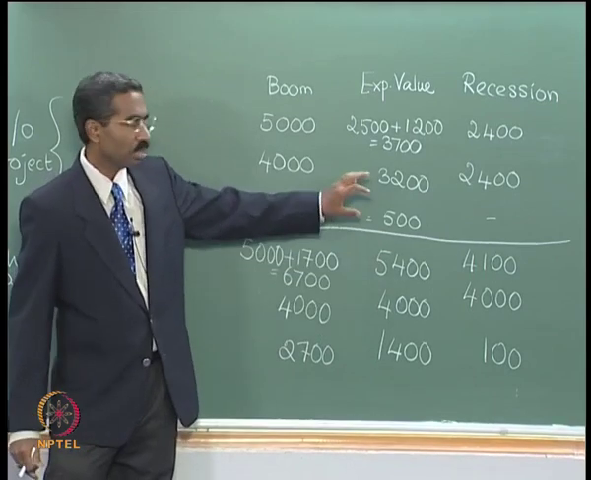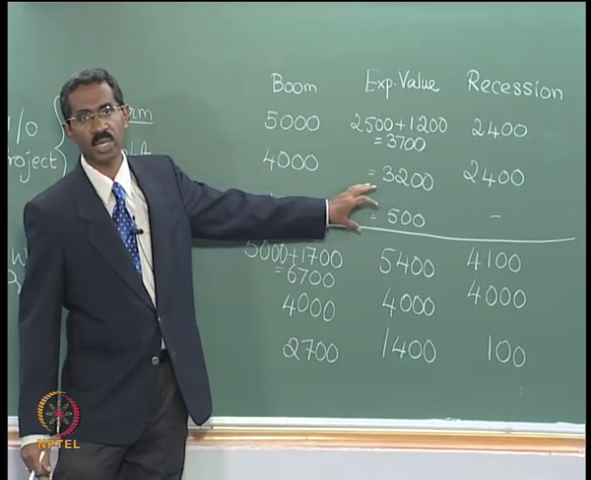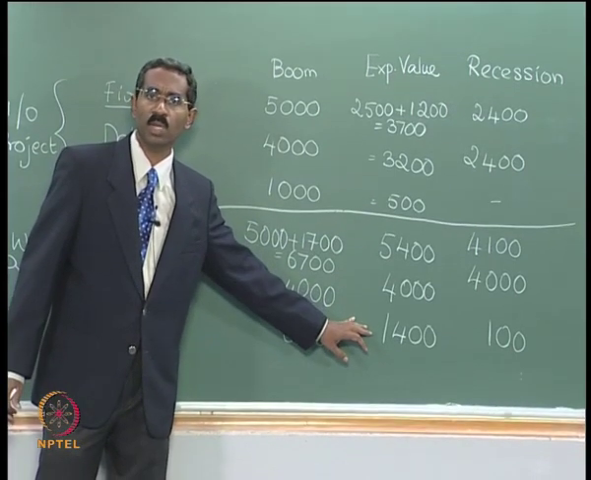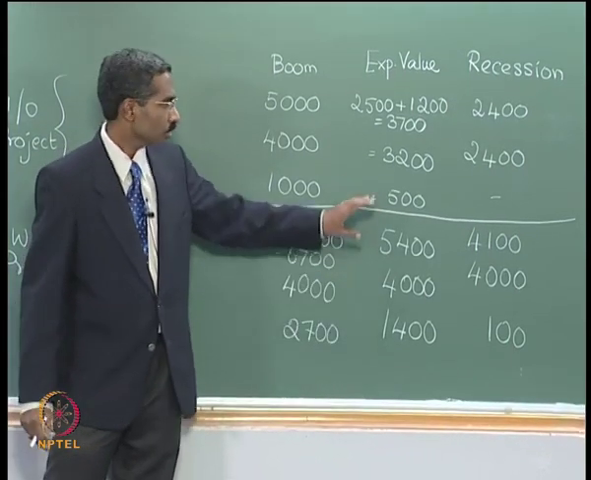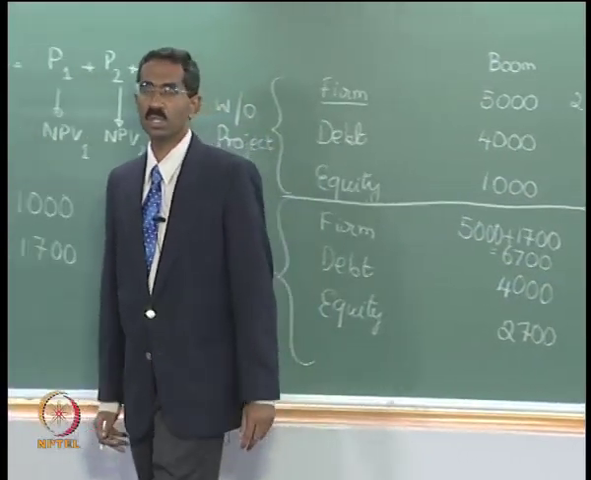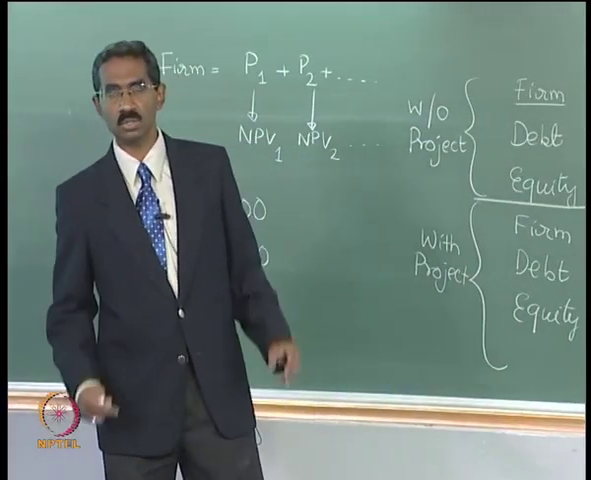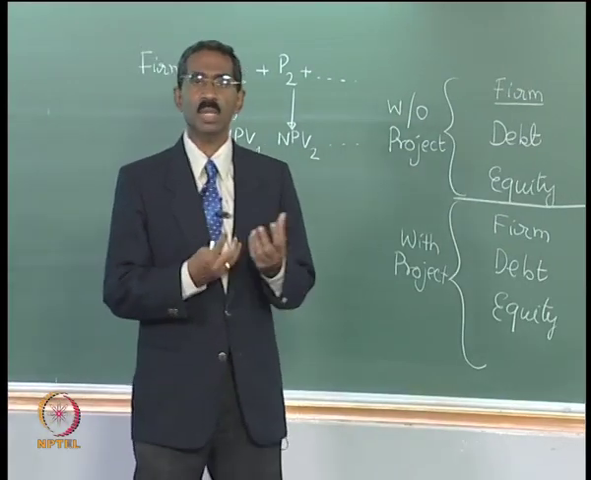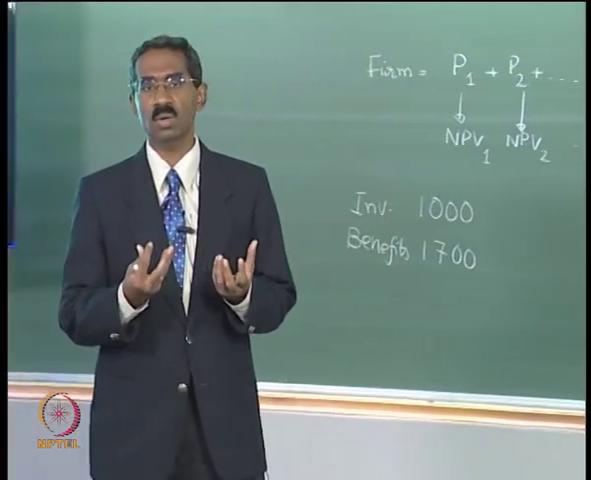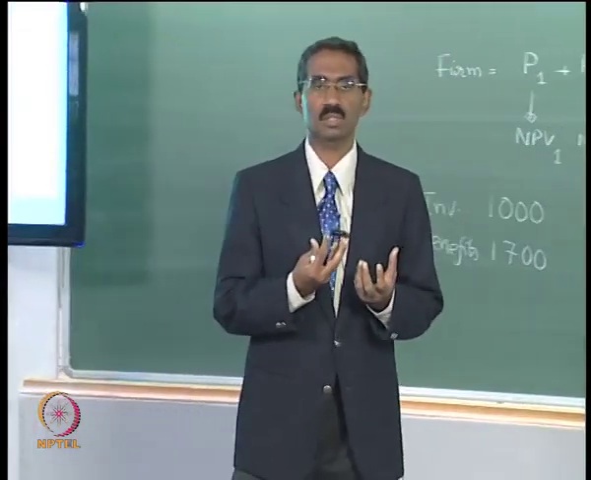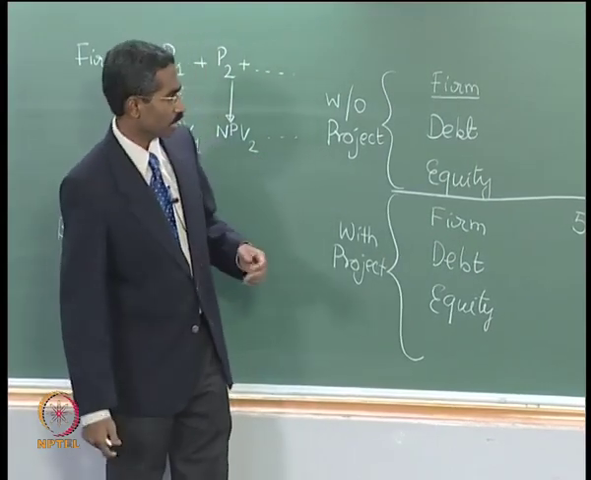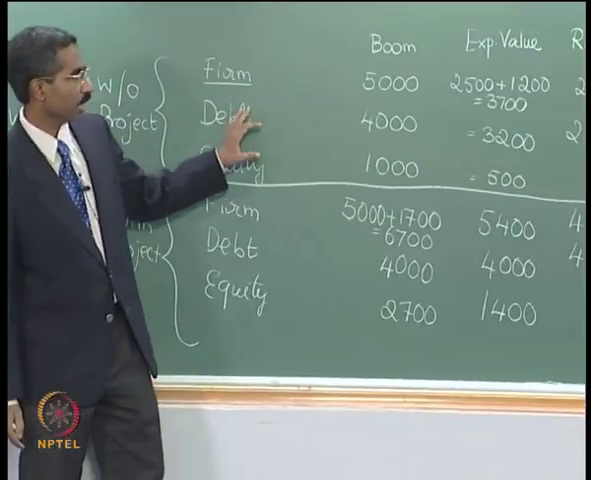Okay. So earlier without the project the expected value of equity was 500, after undertaking the project the expected value of equity is 1400, so the difference is 900, whereas the equity holders are making an investment of 1000. So in essence the equity holders do not get the entire benefit of the project gains. So who is then getting the benefit of the project gains? The project gains are actually going to the debt holders.